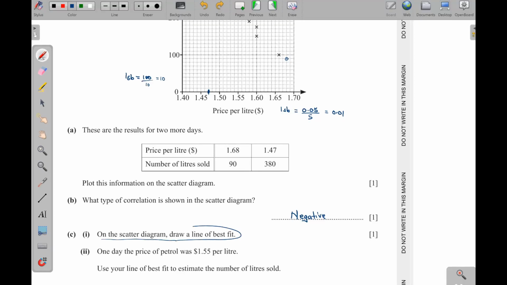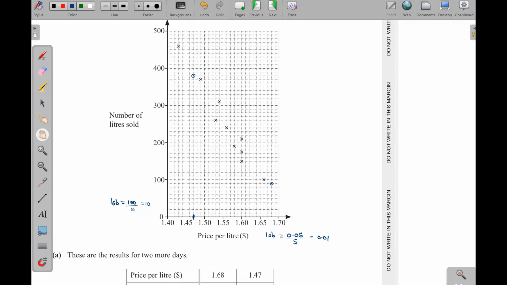Then see Roman 1. On the scatter diagram, draw the line of best fit. So here you are supposed to balance the points below and above the line. Balance them. So when we draw, you make sure that the points that are above and below are balancing relatively the same. You see that? And so let's now try to balance.